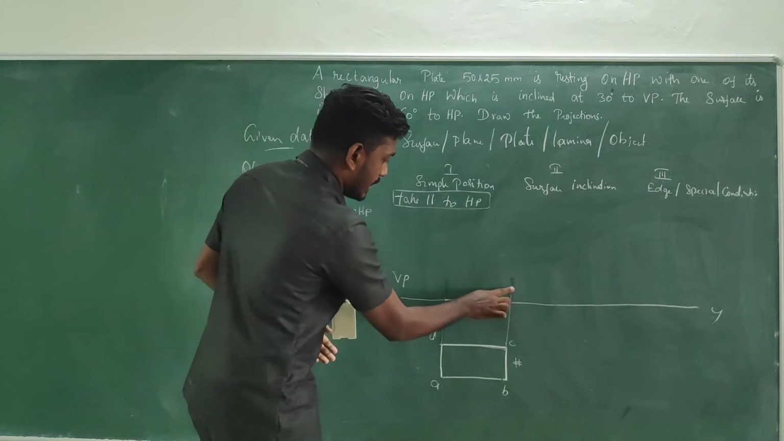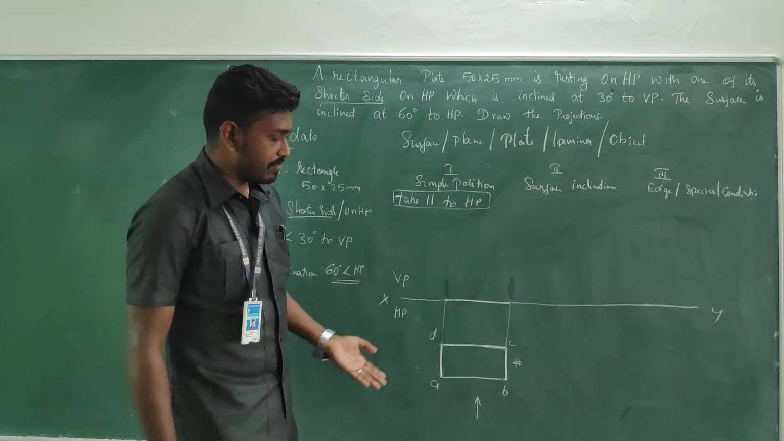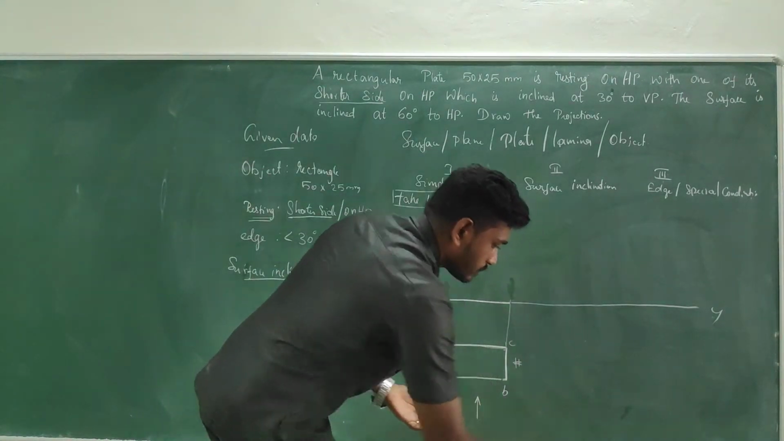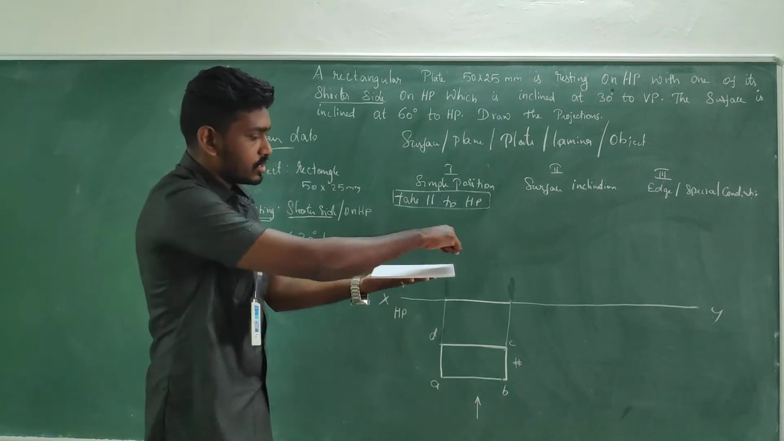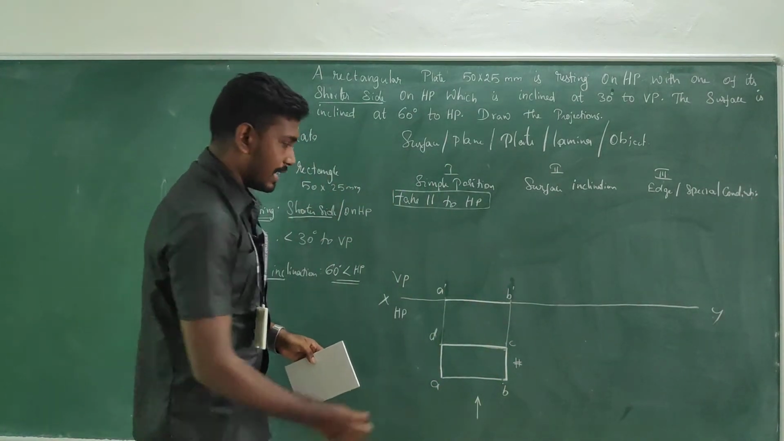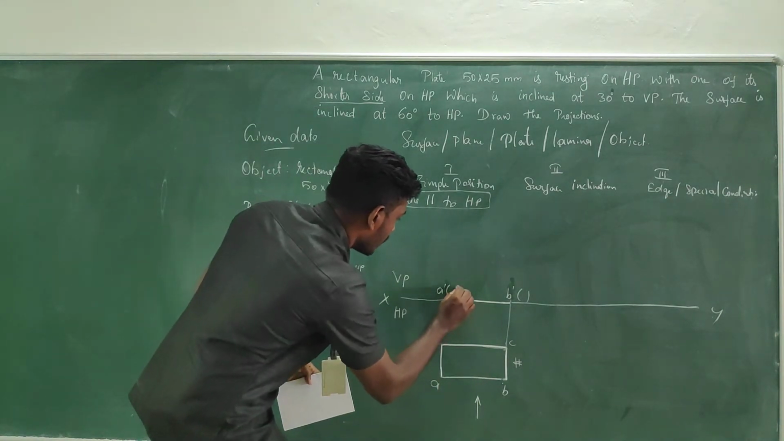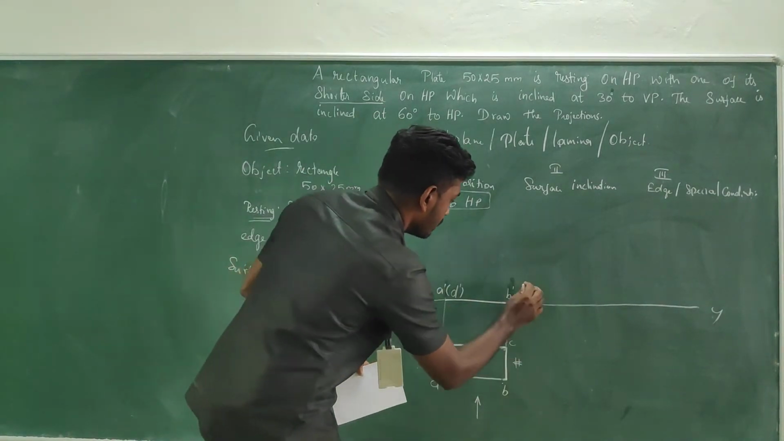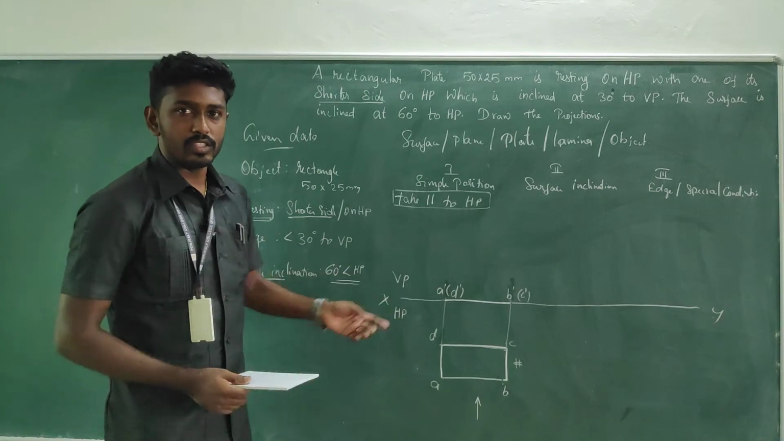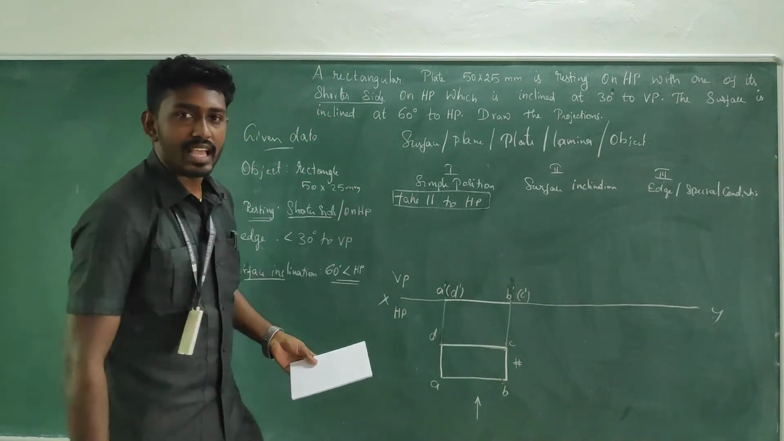Then we need to mark the visible corners and invisible corners. The observer is looking from here. A, B are visible, and D and C are invisible. D is just behind A, so I make it inside the bracket. C is just behind B, so near B, I am making C inside the bracket. What is next? Yes, second stage, surface inclination.